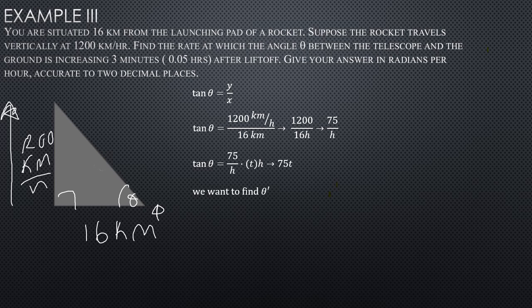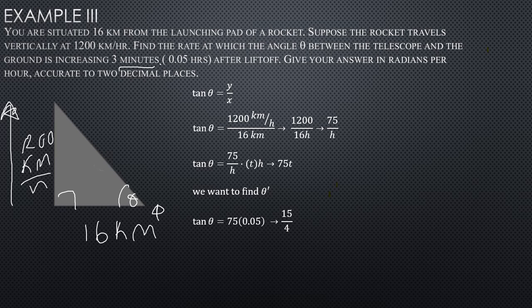So let's remember exactly what we need to solve for. We need to solve for theta prime. So now that we have an expression, and using our problem, we know that 3 minutes after liftoff, we can get the actual angle at which the telescope and the ground are after a certain point in time. So we're going to get the actual theta value, which will be used to help us calculate theta prime. So the first thing to do is get theta.